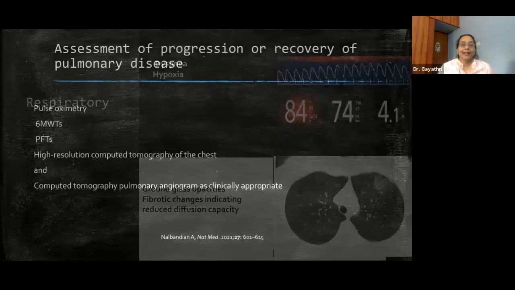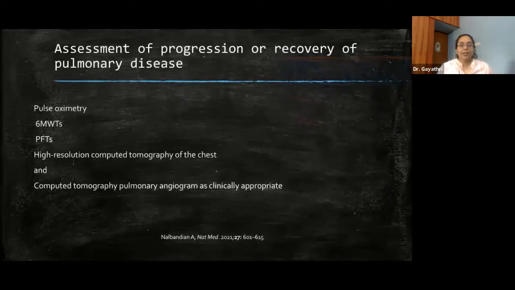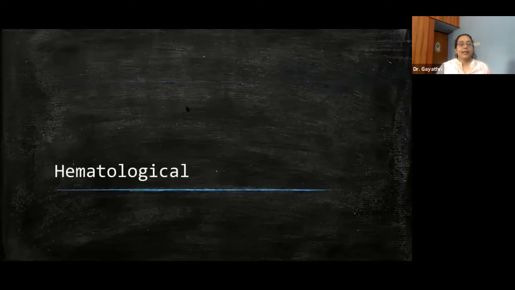So how do we go ahead with this patient? How do we optimize the patient? We have to do pulse oximetry, serial pulse oximetry, and a 6-minute walk test to know how much is the cardiorespiratory reserve of the patient. To know the lung reserve, we have to do the pulmonary function test, and of course, high-resolution computed tomography and even pulmonary angiogram, depending on a case-to-case basis.